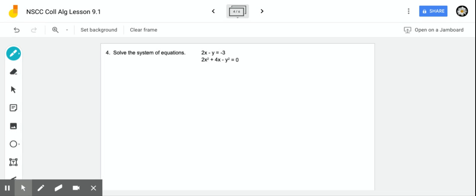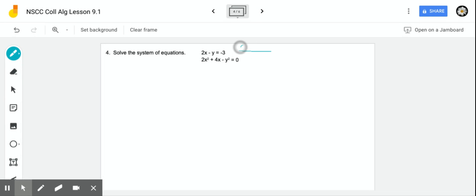All right, we are going to solve this next system of equations. We have a line and we have something else. It's not actually a parabola. It's one of our conics. It might be an ellipse or a hyperbola. So it doesn't actually matter. We can solve this algebraically without knowing what exactly the shape is.